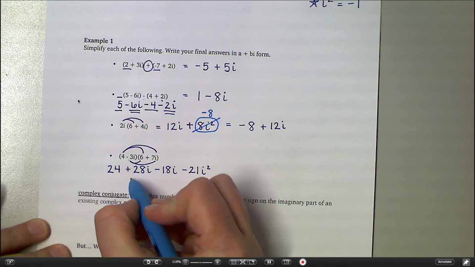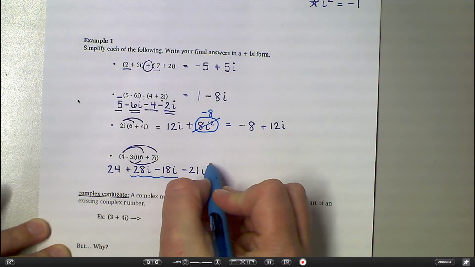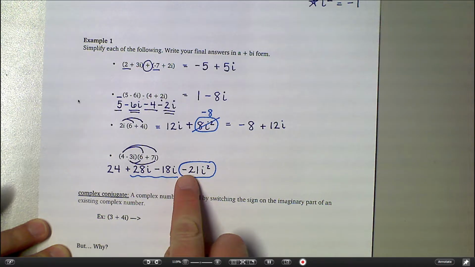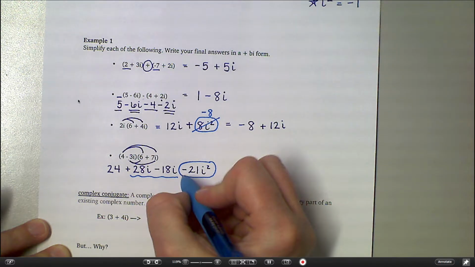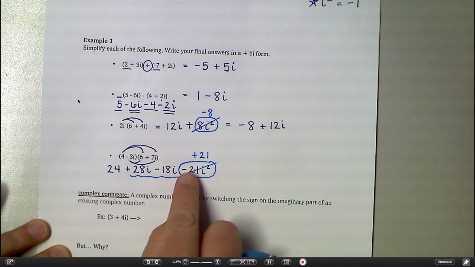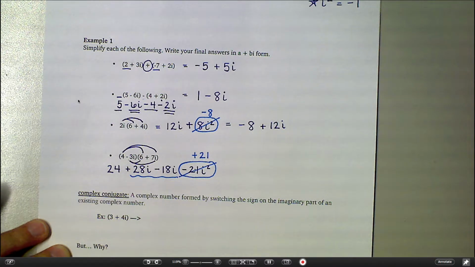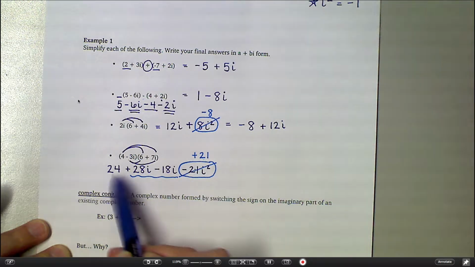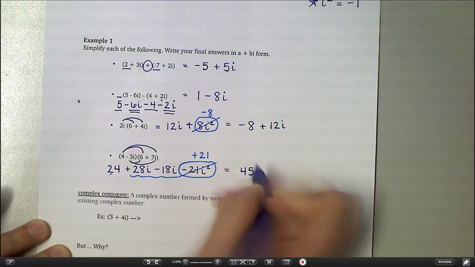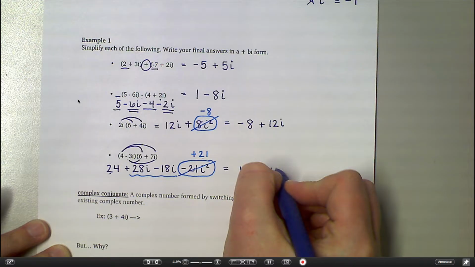Just like normally, I can go ahead and put these two middle terms together. But then the other thing I can do is this negative 21i squared. That's really like negative 21 times negative 1. So this whole thing is just a plus 21. Again, that came from negative 21 times negative 1, which becomes positive 21. So now I can combine that 21 with this 24, and I end up with 45. And I can combine these two, and that makes positive 10i.